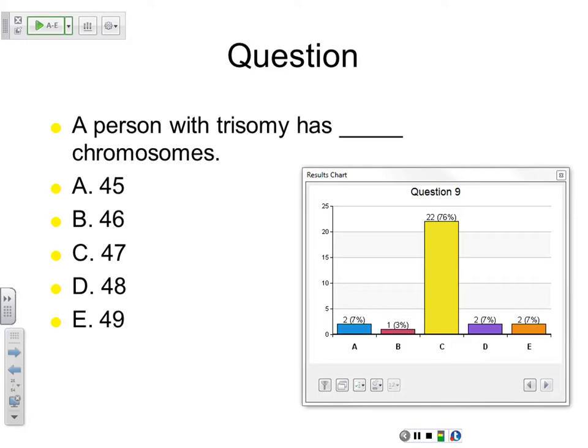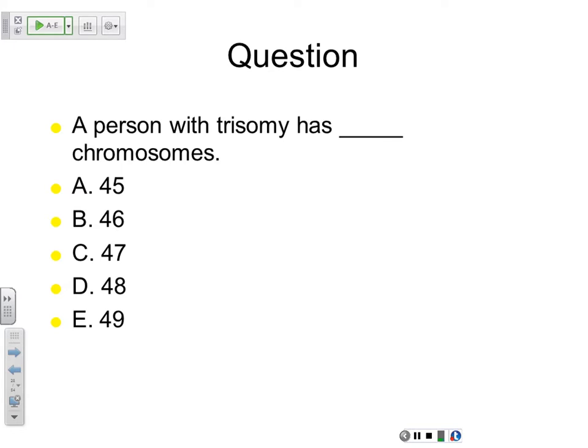So anyway, this is 47, right? So most of you got it right, so that's good. Trisomy is because one of the pairs didn't separate during meiosis, and then you get 47. All right, good. So we hide and proceed.